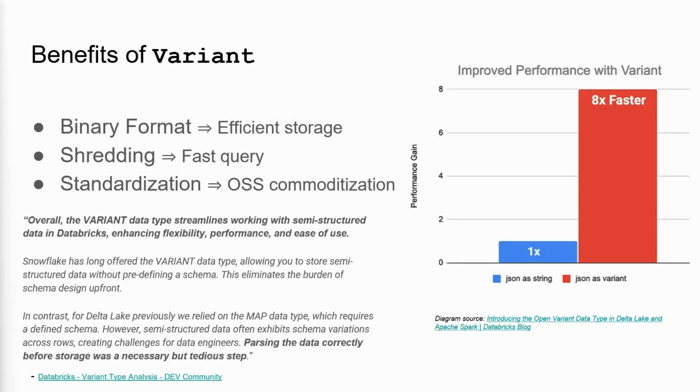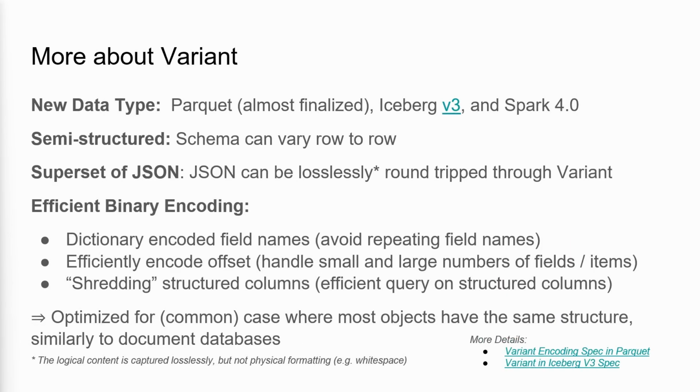The reason is that Variant is a very clever binary encoding. It's got this shredding thing, which I'll talk about. If you're going to store semi-structured data and query it quickly, people now know how to do that, and it's basically a fast binary format and shredding. Now that it has been standardized, I expect that open source economics will drive the technology to query this stuff really fast across engines. That's why I think it's really important that it's been put into the spec, not that it's fundamentally new technically.